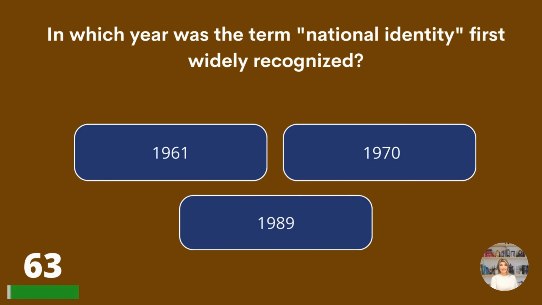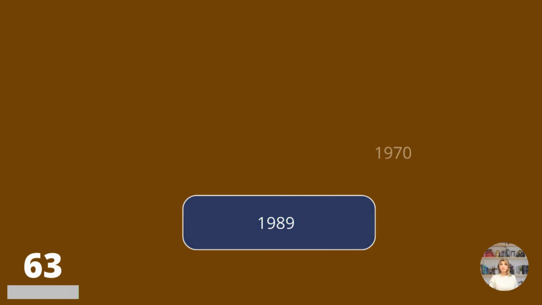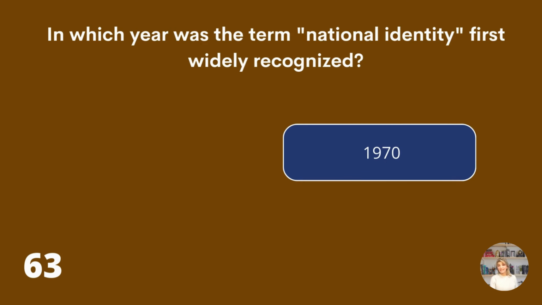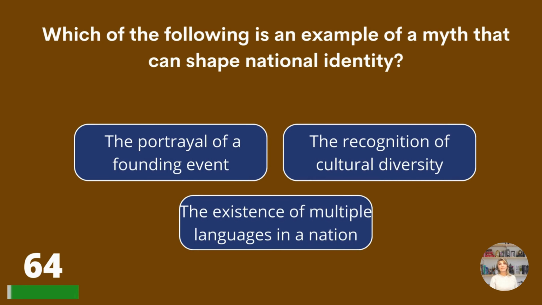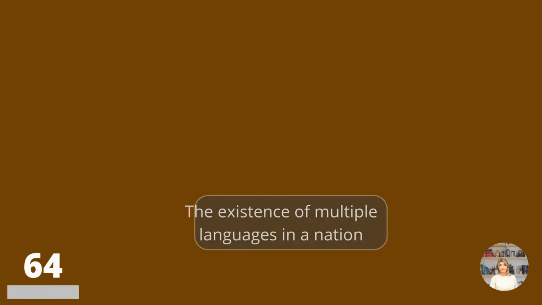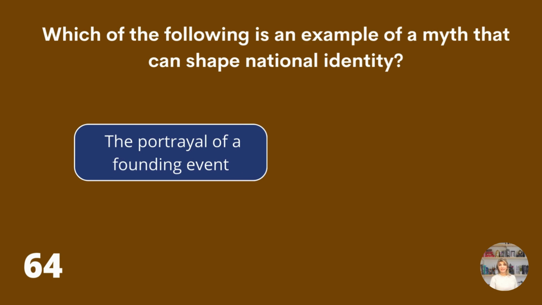In which year was the term national identity first widely recognized? 1961, 1970, or 1989? 1970. Which of the following is an example of a myth that can shape national identity? The portrayal of a founding event, the recognition of cultural diversity, or the existence of multiple languages in a nation? The portrayal of a founding event.